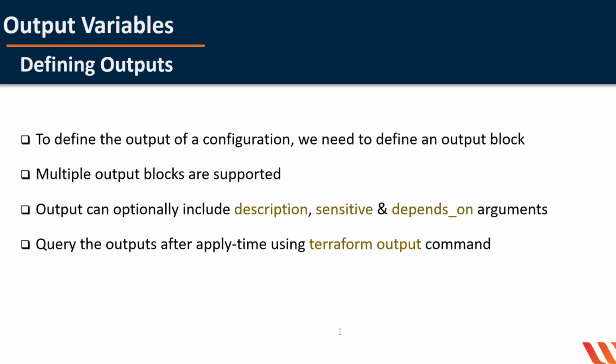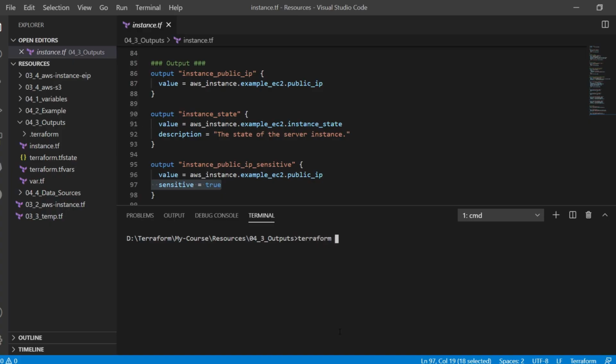We can also query the outputs after apply time using the terraform output command. This will give us the defined outputs. Let's run it in our example. And here we see the same output again.